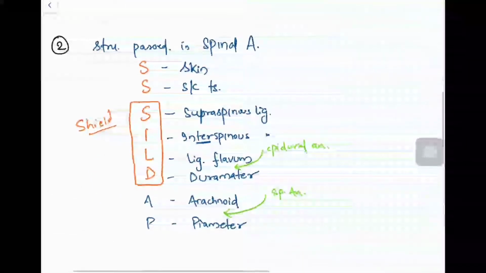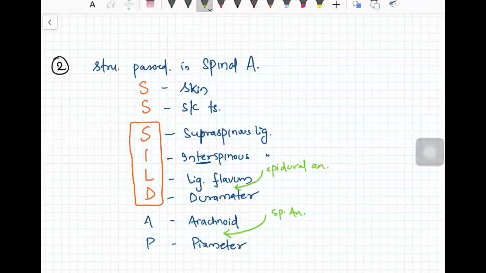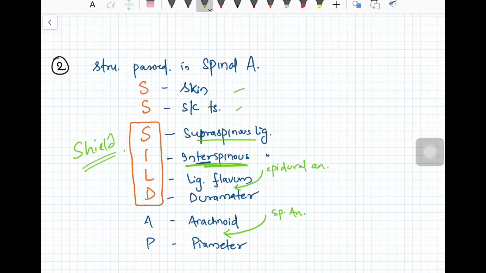The next point, what are the structures which are passed by the needle in the spinal anesthesia or the epidural anesthesia? The words are different, but the pronunciation is same. So SILD, S-I-L-D. So skin, then subcutaneous tissue, then supraspinous ligament, then interspinous ligament, then L for ligamentum flavum, and D for dura mater. And then you already know this, DAP. So dura, arachnoid, and pia.